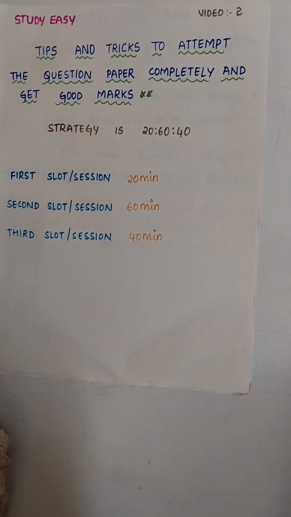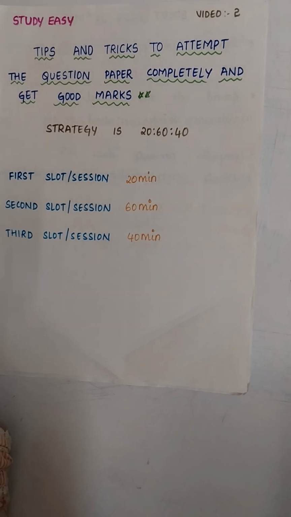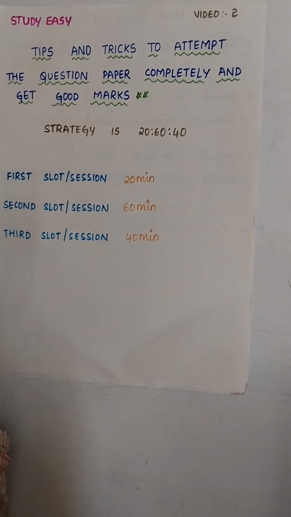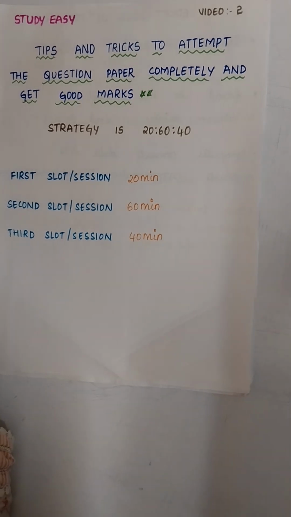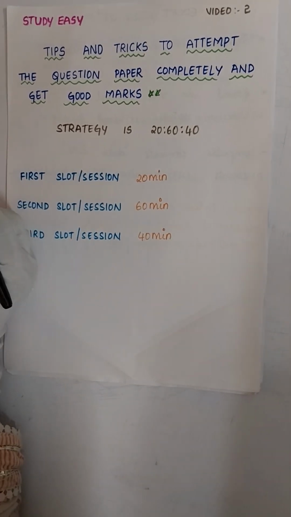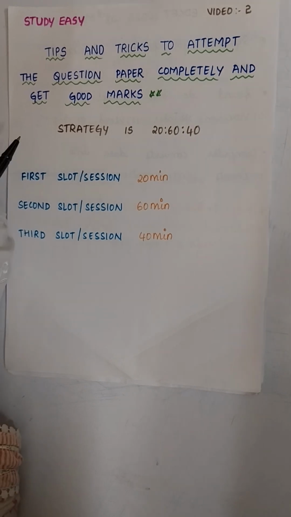In my last video, I gave you an overview of the syllabus of Ed.Cet. Today, I am going to share some tips and tricks to attempt the question paper completely and get good marks. So in Ed.Cet, the number of questions is 150 and the time limit is 120 minutes. Since it is an online exam, the time limit will be set in your system.